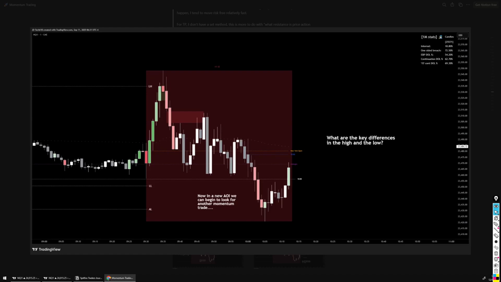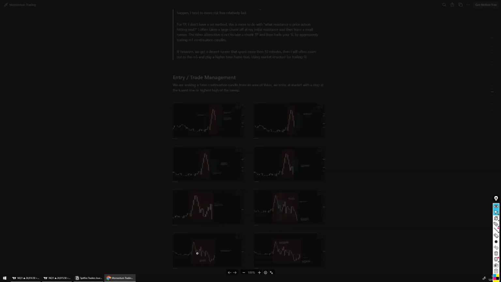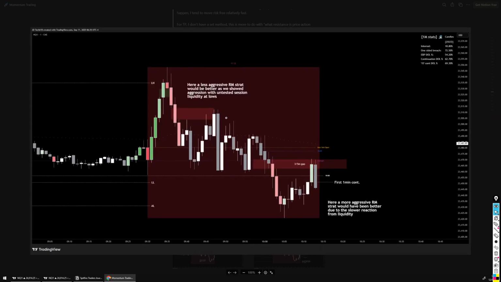So it was less impulsive, no immediate reaction, didn't print a continuation candle. You're all kind of there on the same lines, but it's pretty much exactly that. There is a much more aggressive reaction from these highs, and a much less aggressive reaction from these lows. Exactly, it's not a V shape. We don't see an immediate reaction. We don't see inversions, that kind of thing.